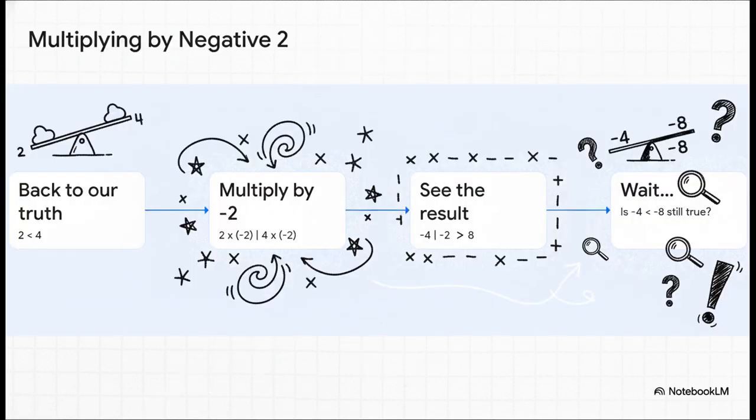Okay, back to our trusty 2 is less than 4. But this time, let's multiply both sides by -2. So on the left, 2 times -2 is -4. And on the right, 4 times -2 is -8. So our two new numbers are -4 and -8. But wait a second, which one is actually bigger? Think about it for a sec.